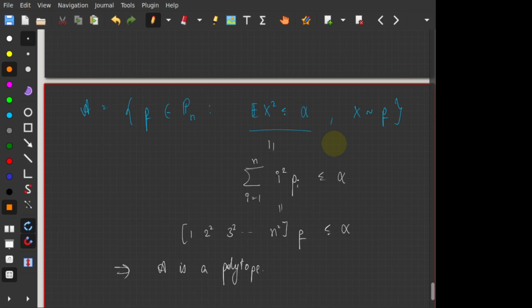But if I say that its expectation of x square should be equal to alpha, then potentially it's of dimension... Again, it depends on how I choose alpha. If I choose alpha to be very large, then it could include all of Pn. The affine dimension.